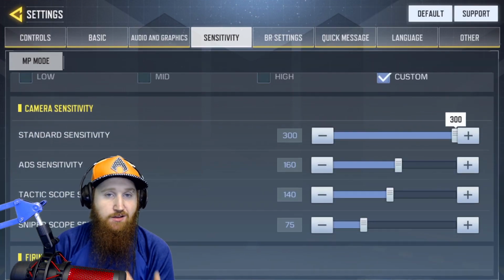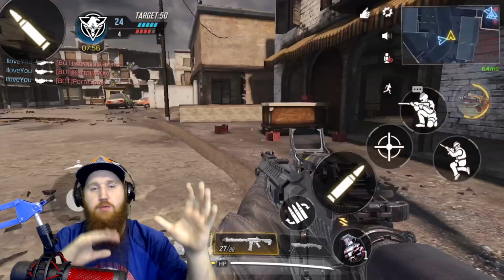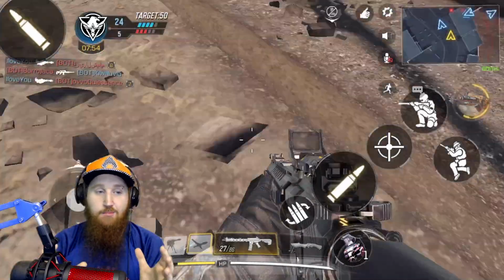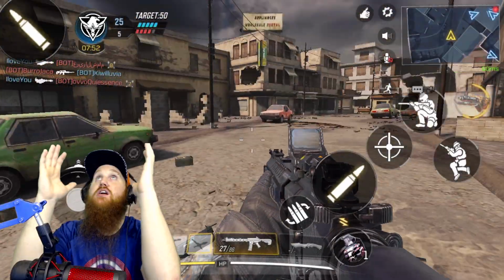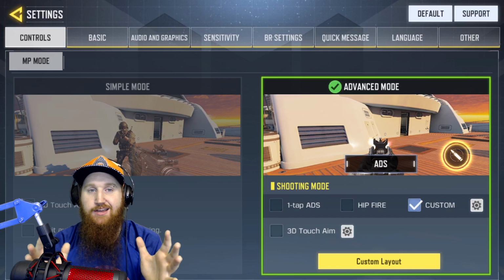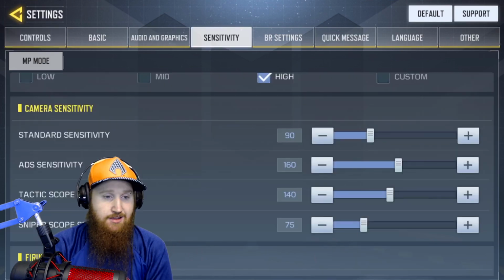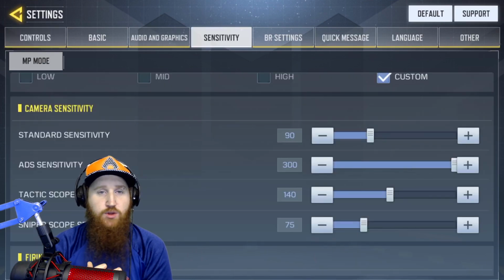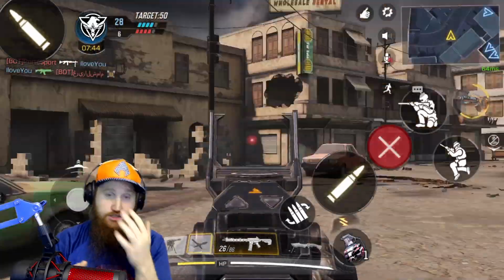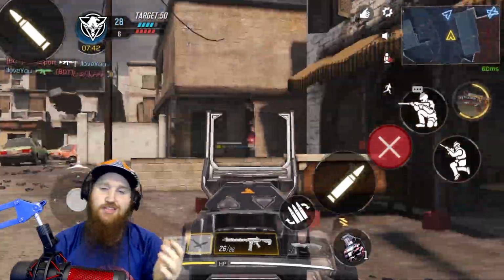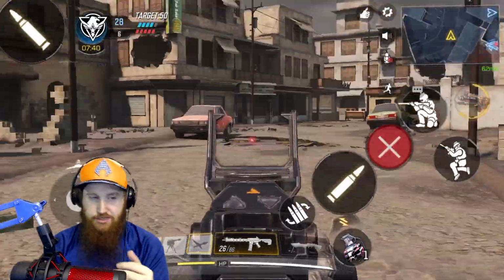Camera sensitivities are probably the default thing that you look at most often in the game. It allows for your camera when you're looking up and looking down and rotating and looking around. Those are your camera sensitivities. Standard sensitivity is basically when you have your right thumb and you're just looking around the screen. That is your standard sensitivity, where you're just looking around.